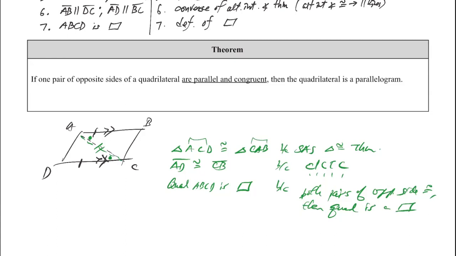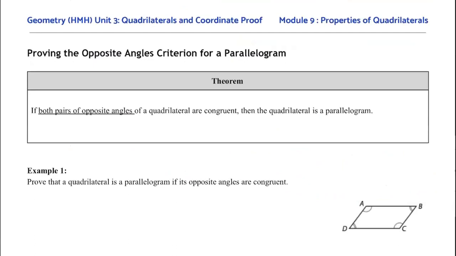Now, if you wanted, what you could have done instead of this step over here, you could have said that because these two angles are congruent by CPCTC, then AD and BC are parallel. And then this would change to the definition of parallelogram. All right, guys? So that is it. Let's go to this.